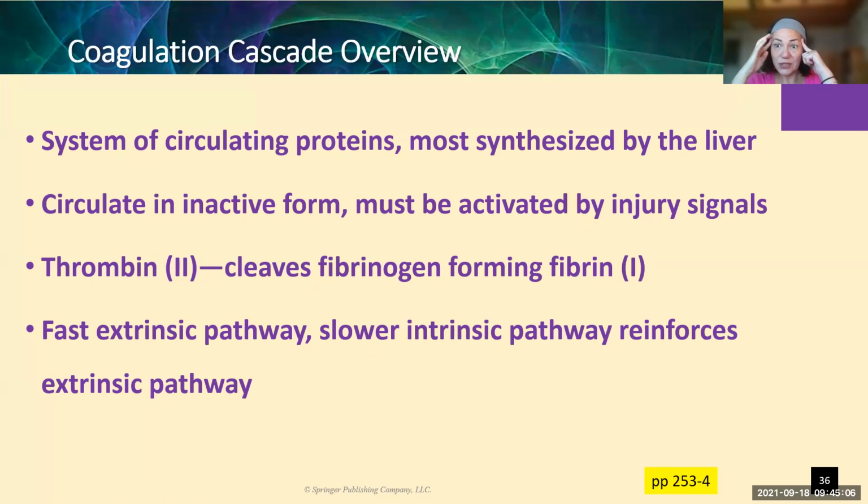Now I'm going to try to simplify this. They're numbered 1 through 13. They're given Roman numerals. The numbering system, let's just say it's not super helpful. But let's start. I always say the grand finale of the cascade is fibrin. This is kind of the order in which things were discovered and described. So the first one that got described was this fibrin, because that's the thing we're after with the coagulation cascade. So it gets the number 1.